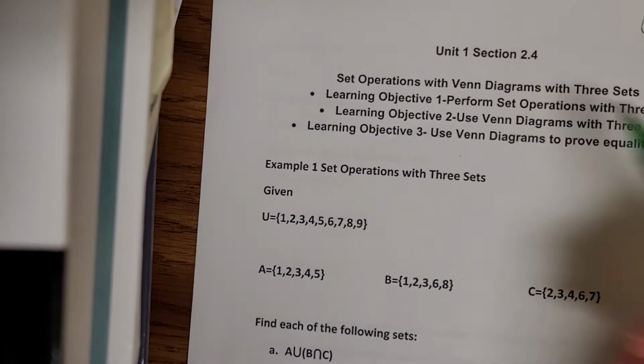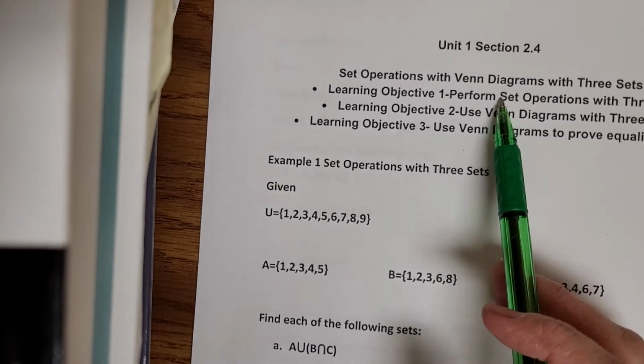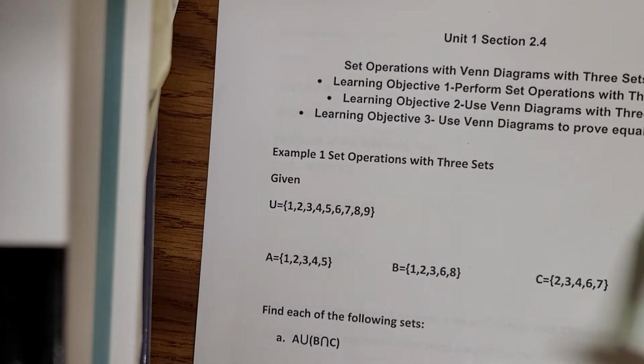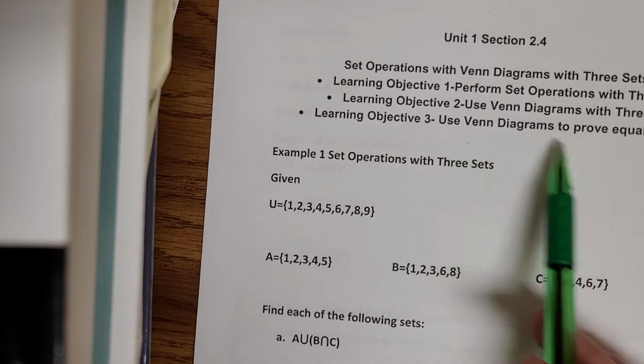Okay, in this video, I'm going to be going over Unit 1, Section 2.4. We're going to be looking at set operations with Venn diagrams with 3 sets. So we're going to perform those set operations. We're going to use Venn diagrams with 3 sets, and we're going to use Venn diagrams to prove equality of sets, okay?